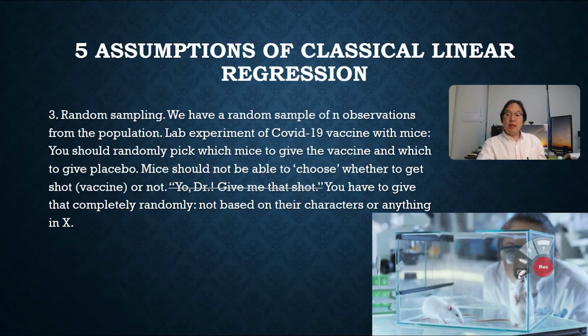And then third, assumptions for classical linear regression. Well, random sampling. Your sample data has to be randomly selected, and then we have a random sample of n observations from the population. It has to be representative of the population. It should not be a selected one. A kind of selection bias could be a serious issue.